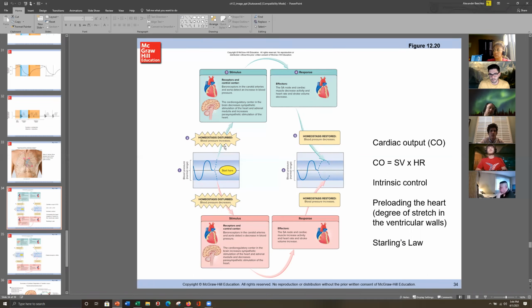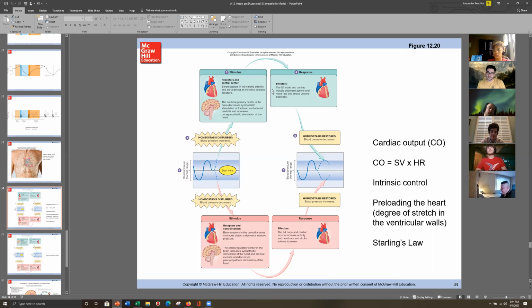So if blood pressure increases, right? Let's say we've got vasoconstriction, we've got adrenaline, whatever kind of stimulus might cause blood pressure to increase. Cardioregulatory centers in the medulla oblongata will decrease sympathetic stimulation of the heart and adrenal medulla, and increase parasympathetic stimulation of the heart. Remember, sympathetic is our fight or flight, parasympathetic is rest and digest, right? So if we get too far beyond that norm, then we can increase parasympathetic activation.